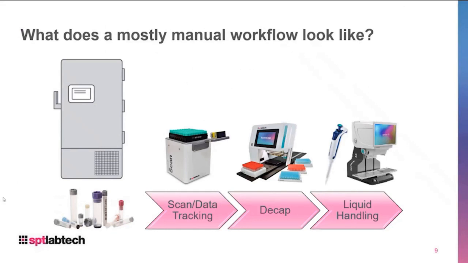So what does a mostly manual workflow look like, or a potential mostly manual workflow? In this case, this workflow is from a starting point of tubes from storage going into a downstream process, which for most laboratories involves liquid handling. So in a mostly manual workflow, there's still some things out there that can help enable a start to that process.